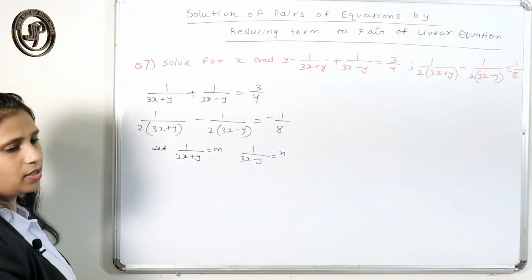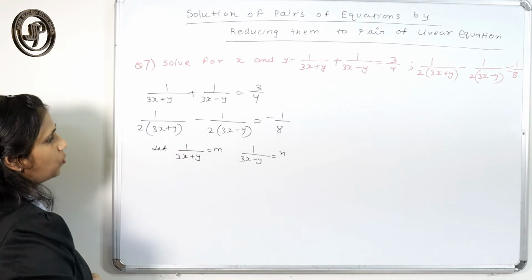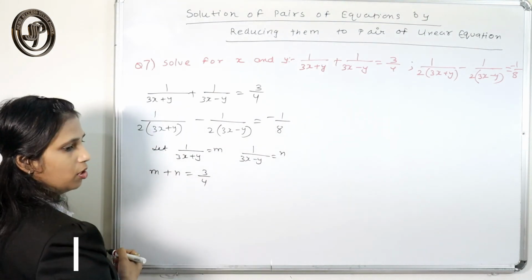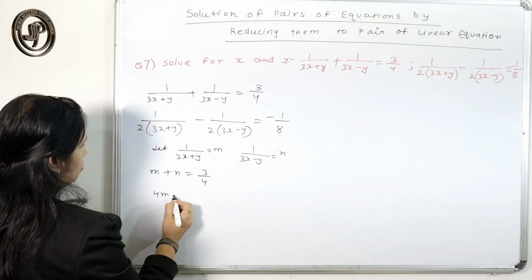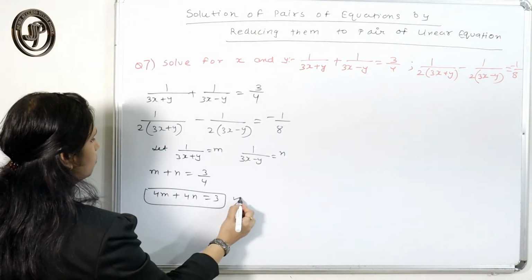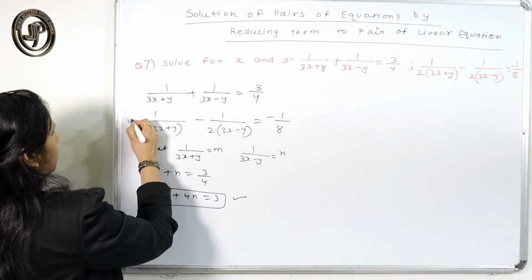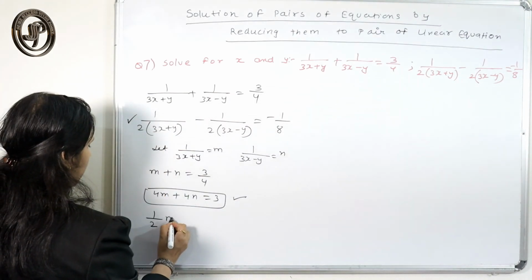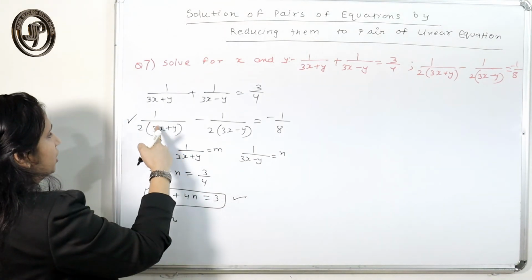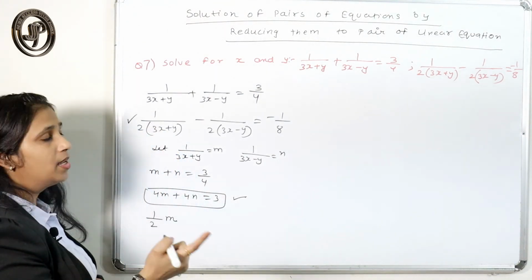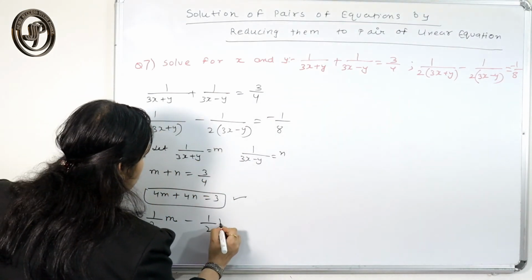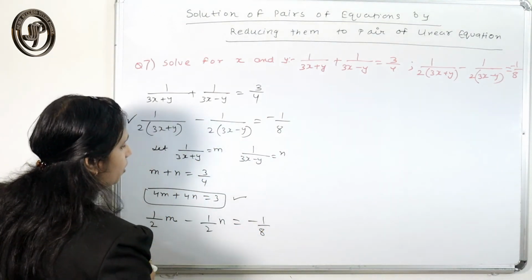So, if you consider 1 upon 3x minus y as n, our question becomes m plus n is equal to 3 by 4, and if you multiply, this becomes 4m plus 4n equal to 3. This becomes your first equation in standard form. The second equation is 1 upon 2m, because 1 upon 2x plus y is m. Then you are left with 1 upon 2n is equal to minus 1 upon 8.